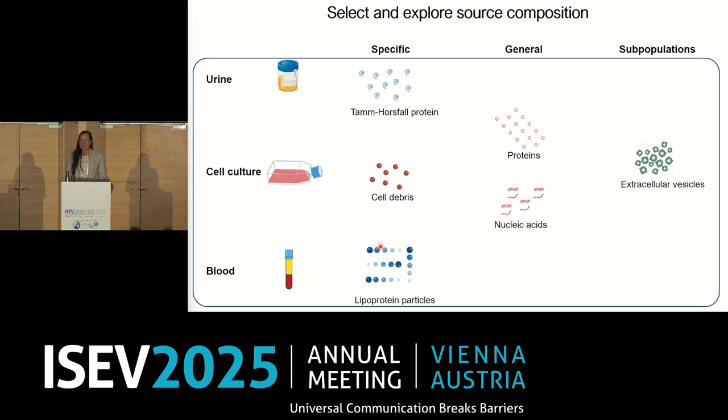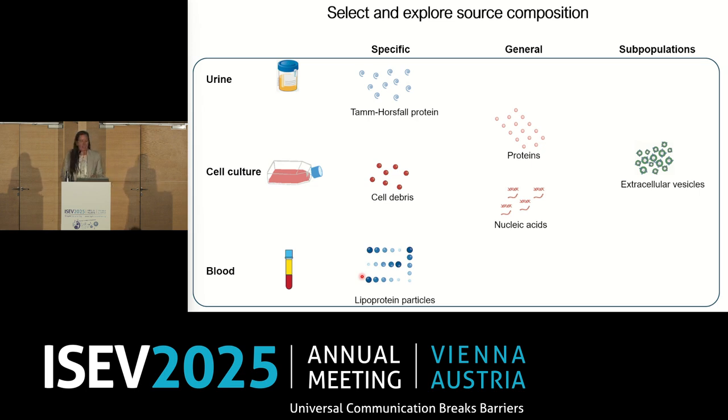So commonly used sources include urine, cell culture supernatant, and blood. Now, if we try to understand the composition of these sources, it's important to recognize that there are biofluid or source-specific particles that are residing in these biofluids. So, for example, in urine, there are very abundant Tamm-Horsfall protein complexes. In cell culture, there can be an abundant presence of cell debris, but also ribonucleoprotein complexes, for example. And in blood, the most abundant type of particles that are present are lipoprotein particles.